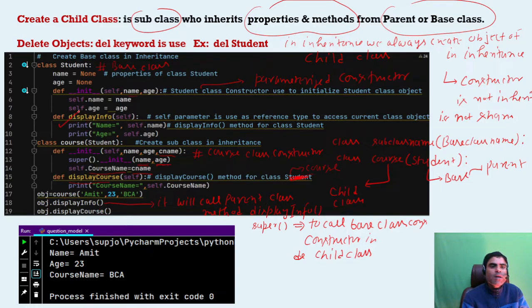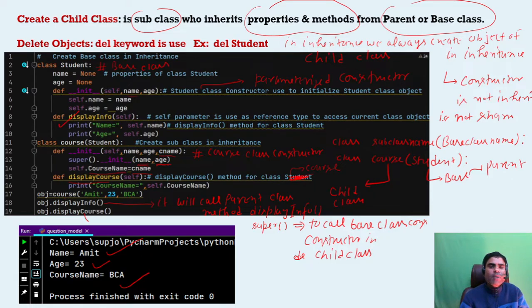You can see the method of the base class, and with the help of the object of the derived class I am calling the base class method. And obj dot display course, this is the method of the derived class. So now you can see the name Amit, age 23, and course BCA. It is showing the output.